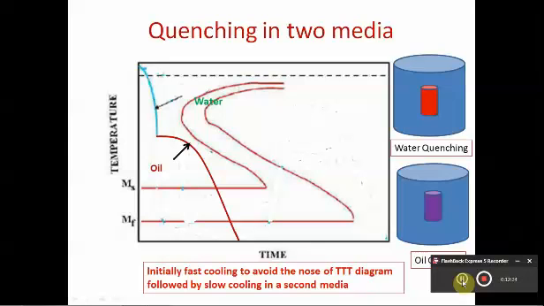In conventional hardening, practically it is not possible to get a very high critical cooling rate. To avoid that, quenching is carried out in two different media. Firstly, the specimen is water quenched up to this portion, then it is taken out from the water quenching bath and cooled in an oil quenching bath. So it will reduce the critical cooling rate. So a stepped quenching is carried out: initially faster cooling to avoid the nose of the TTT diagram, which is the primary requirement to achieve high hardness, followed by slow cooling in a second quenching medium. So it will ultimately reduce the critical cooling rate, and such quenching is practically possible.